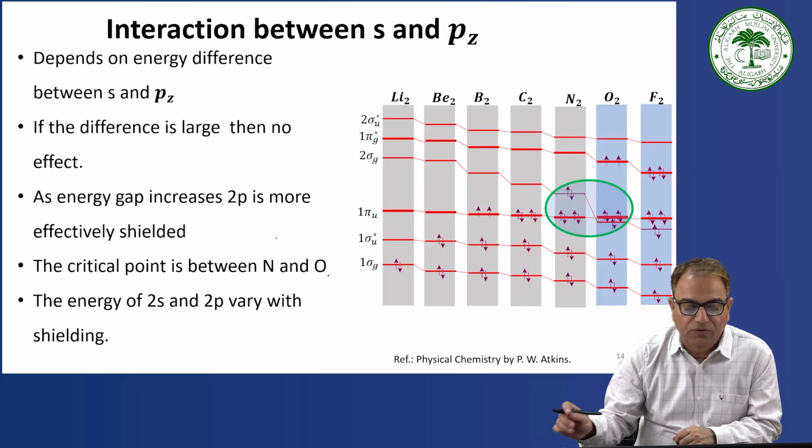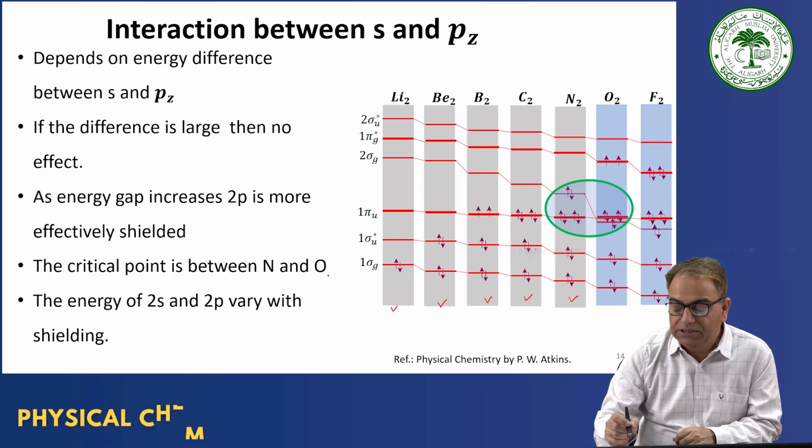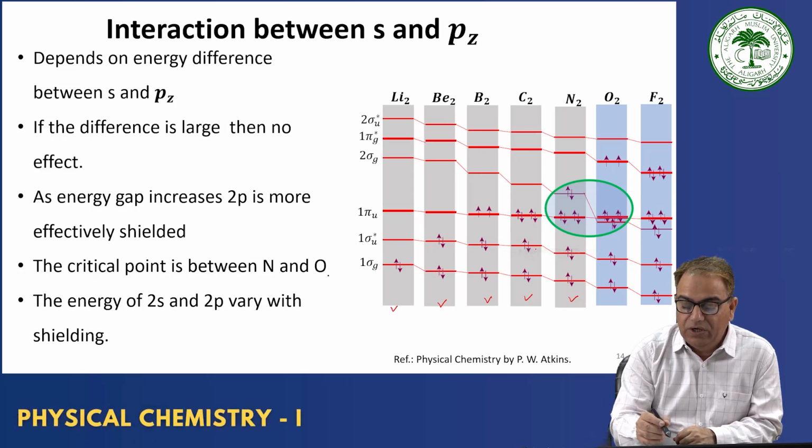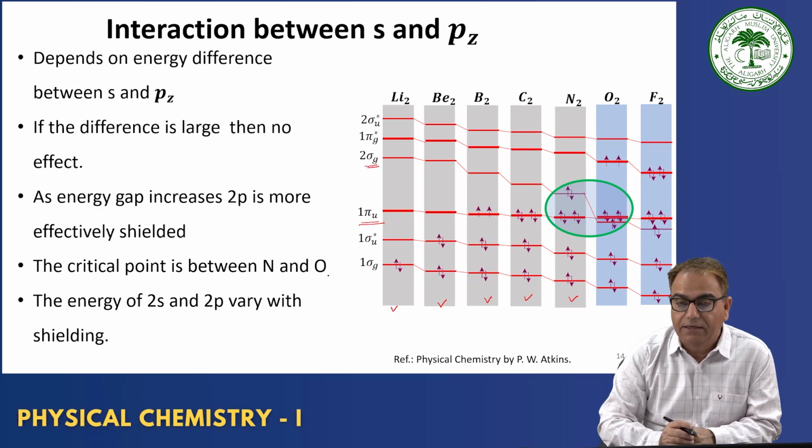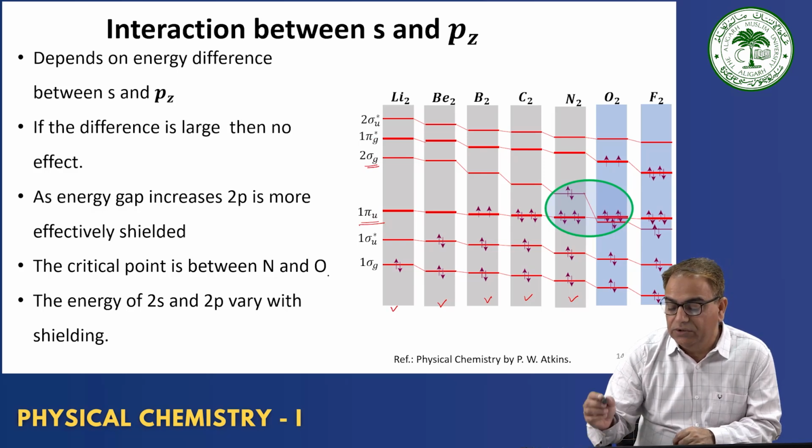And if you look at the energy levels of these molecules, then for lithium 2, beryllium 2, boron 2, carbon 2 and nitrogen 2, the diagram tells you that you have a 2s orbitals combination. And you see that your pi molecular orbital is below this sigma. In case of oxygen and fluorine, it is different.